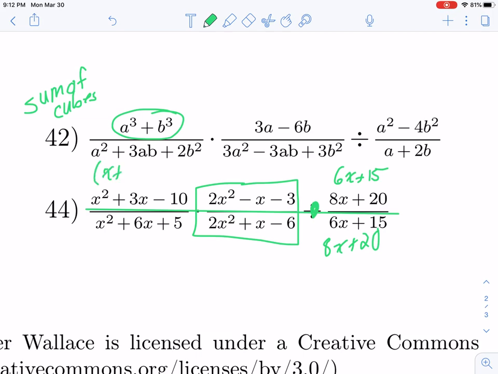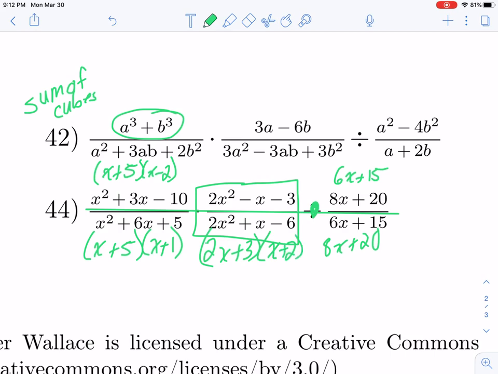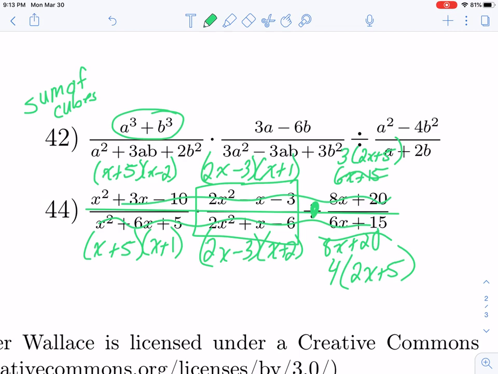So I've got x plus 5, x minus 2, x plus 5, x plus 1, 2x plus 3, x, change the sign, should be a plus 2 there, and a minus here. Up top, I should get 2x minus 3, x plus 1. And back here I have a 3 in common. And I have a 4 in common. So now remember, these are all used up because I've factored all this already. And so anything up top can cancel with anything down below.